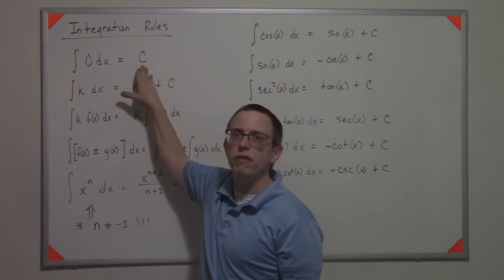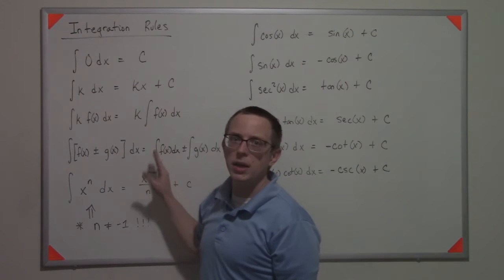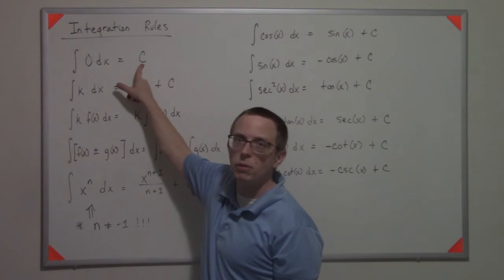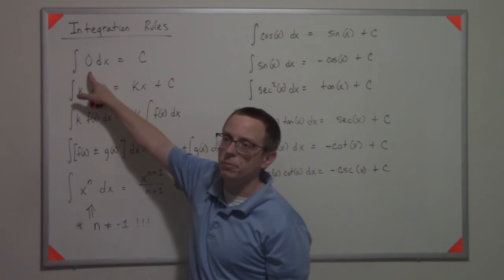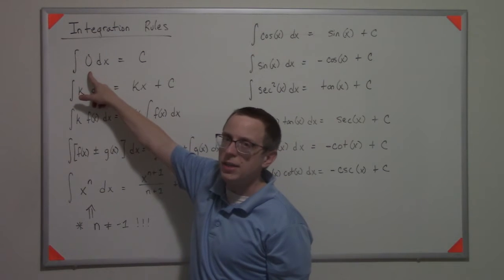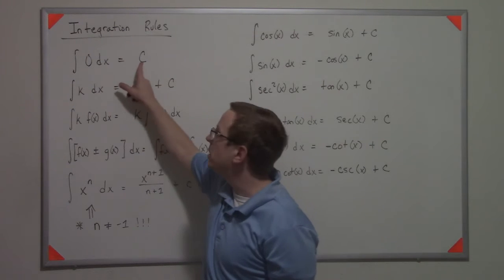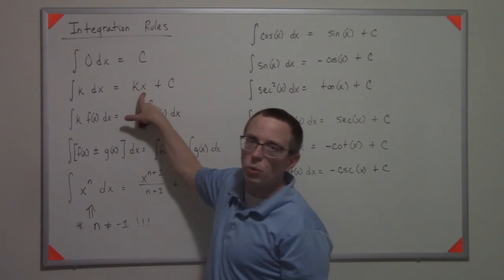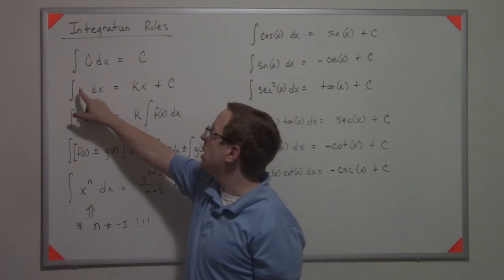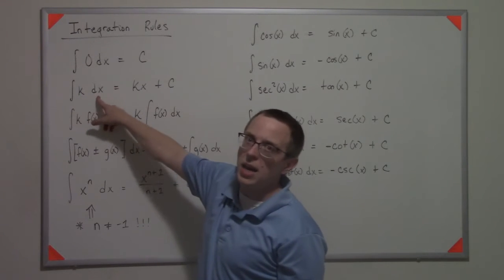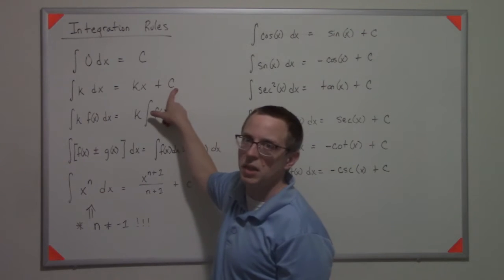And the way that we can validate all of these, by the way, is to take the derivative. The derivative of a constant is 0. Therefore, the antiderivative of 0 is a constant. Over here, the derivative of k times x is just k. So the integral of k dx is kx plus c.